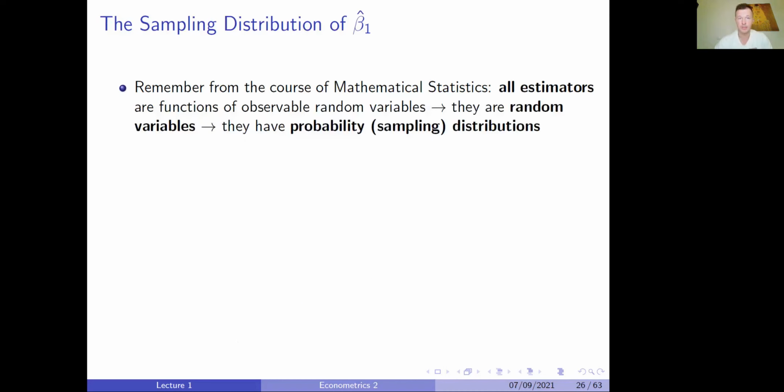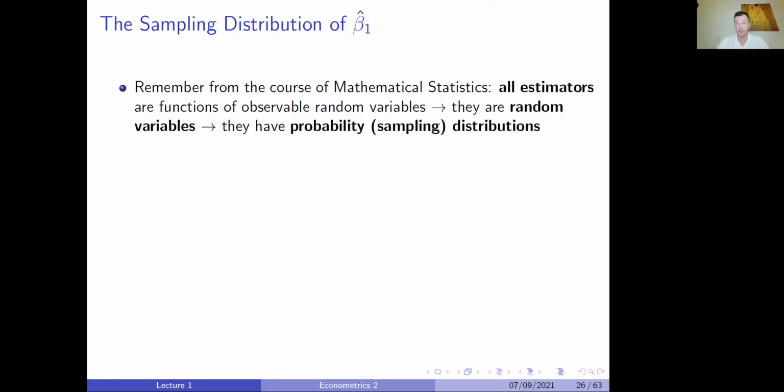So after these assumptions, and knowing these assumptions, we are able to establish something that is called the sampling distribution of beta 1 hat. What is the sampling distribution? First of all, we need to remember from mathematical statistics that all estimators are functions of observable random variables. So once you collected the data, and once this data is the outcome of your random sampling procedure, you have an estimator beta 1 hat, which is some particular number.